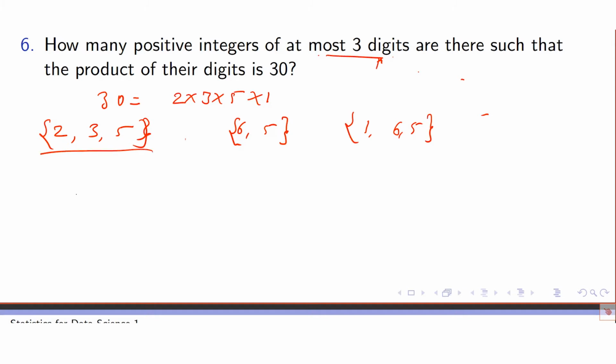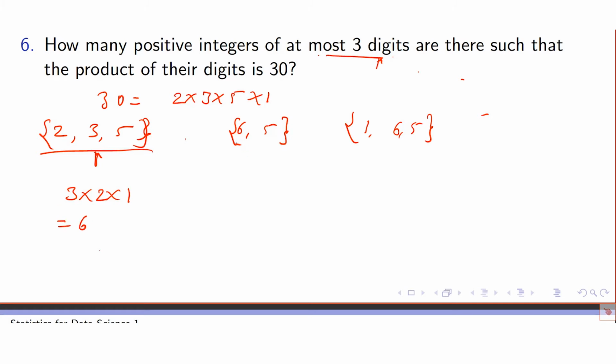So let's count the number of integers formed by the digits 2, 3 and 5. That will be equal to 3 into 2 into 1. Here we are not considering repetitions, because what happens if we consider repetition? If we are considering repetition, then 2 and 3, let's say, will be an integer formed by the digits, but the product of these digits is not equal to 30. So all the integers where repetition is allowed, we are not considering. That's why we are counting numbers as 3 into 2 into 1, which will be equal to 6.